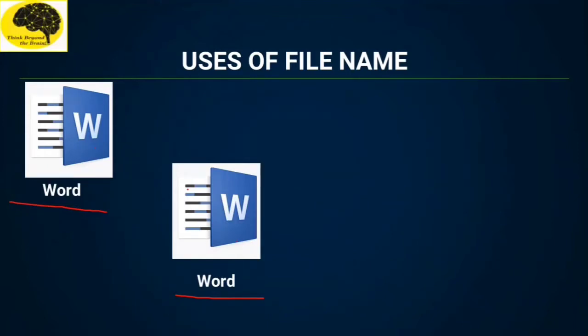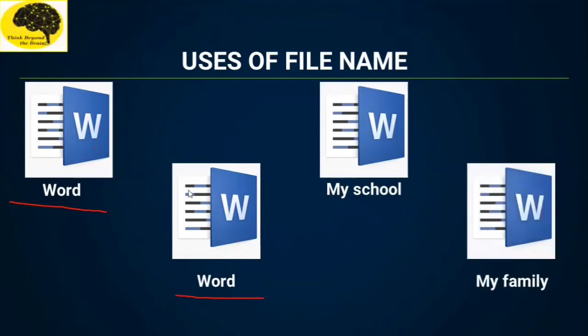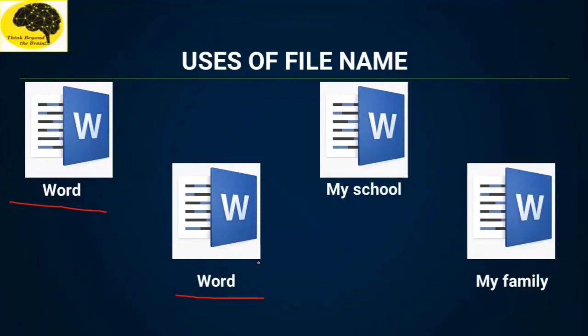So what we will do is put a name to it. One will be my school and one will be my family. So I will understand that yes, this is my school. If I want to make some changes in the school file, I will open this one, and if I want to do something in my family file, then I will do it in this one. So these are the uses of file name.